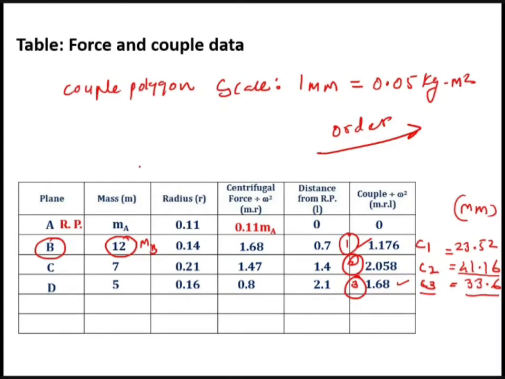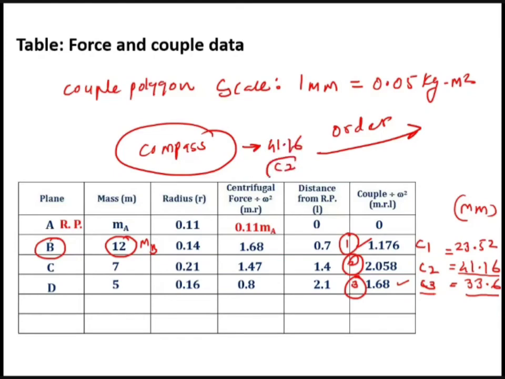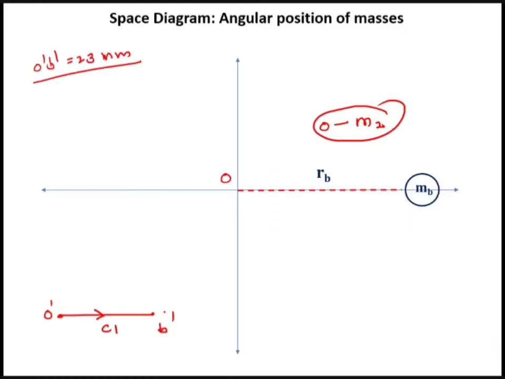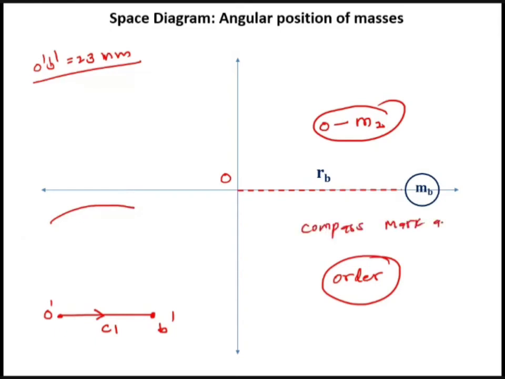Now what do you do? You take a compass. Very, very important. You have to draw a triangle. Take a compass, and in the compass, take length equal to 41.16, that is equal to C2. And what will you do now? You will keep it on the B', because your starting point is B'. Because I have to follow the order. Remember, you have to always follow the order. So keep it on the B', and keeping it on the B', mark an arc by using a compass.